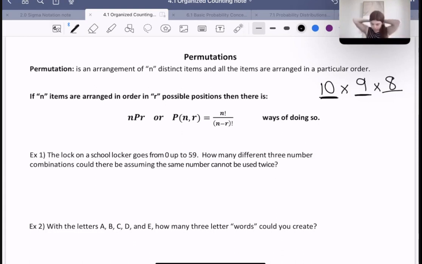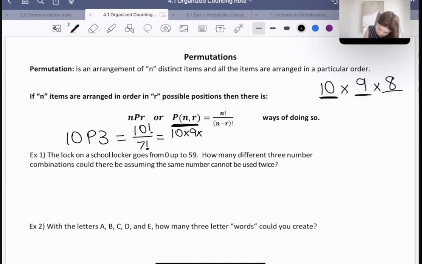So there we have it. We have 10 times 9 times 8 in that example that I just gave. So let's talk about how that relates to this equation. Let's say we had 10P3, or 10 people in 3 possible positions. If I write this out, that's 10 factorial over 10 minus 3 factorial, which is 7 factorial, which is 10 times 9 times 8 times 7 factorial over 7 factorial, which is 10 times 9 times 8. That's exactly what we just said over here.